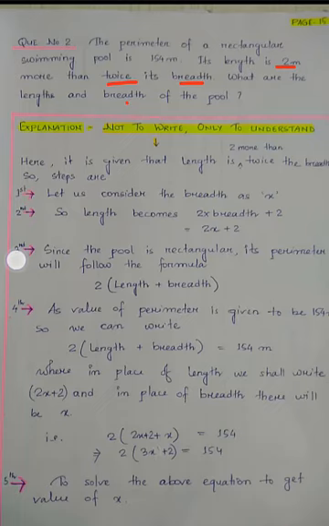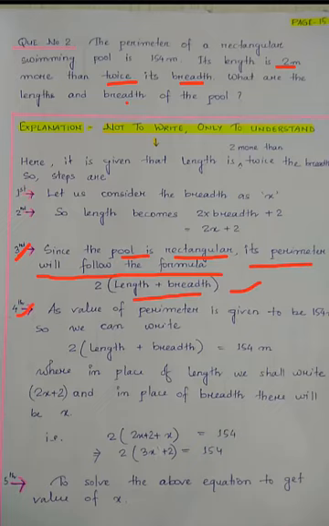After this, looking at the third step, what do we get? The pool is rectangular in shape, so its perimeter will follow the formula 2 into (length plus breadth). Yes or no? While starting with this question, I told you that the perimeter of a rectangle we already got as 2 into (length plus breadth). This is the formula for perimeter of a rectangle.